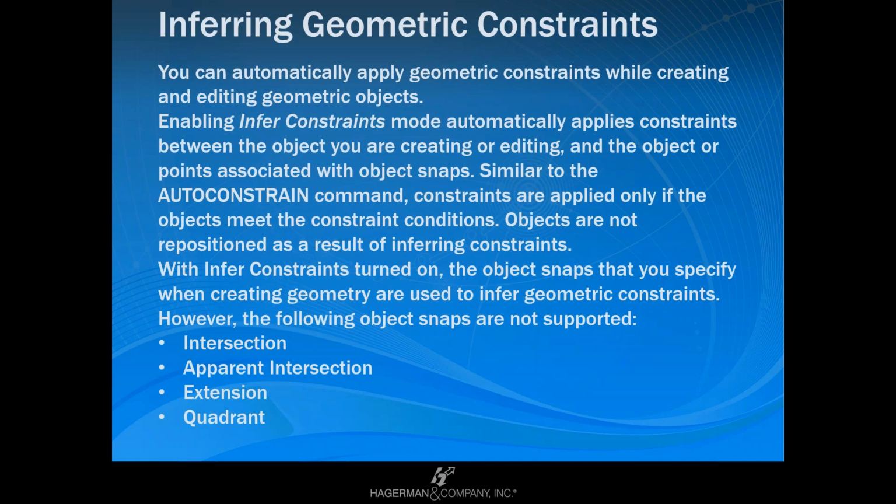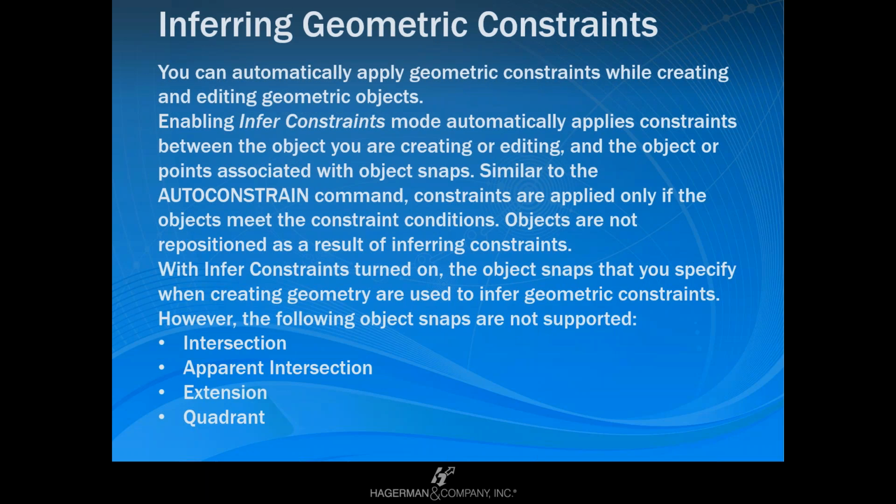And this is more of the inferring the geometric constraints itself. You can automatically apply them, like I've said, while creating and editing your objects. And it will automatically apply between objects you're creating or editing and the object associated with object snaps as well. And again, this is updating your objects. So it's linked. It's not just a dumb object with some dimension in there.